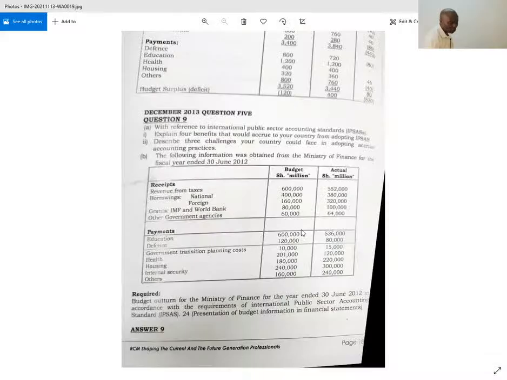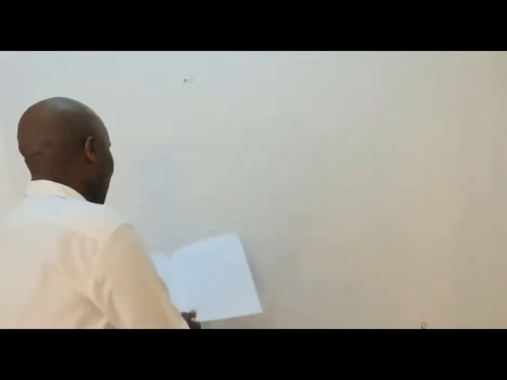So could you kindly, I hope you guys have been able to take a photo of this, because I would want us to write down the budget the way the examiner has given us that budget. It's here.